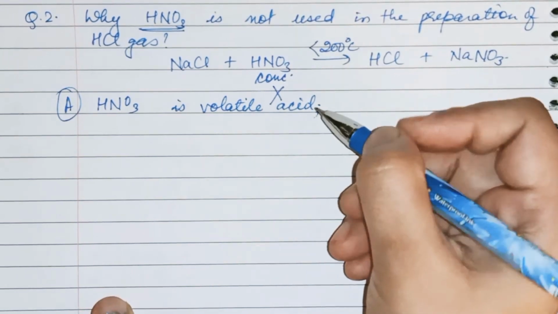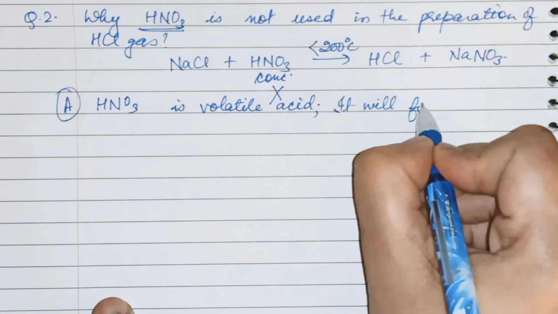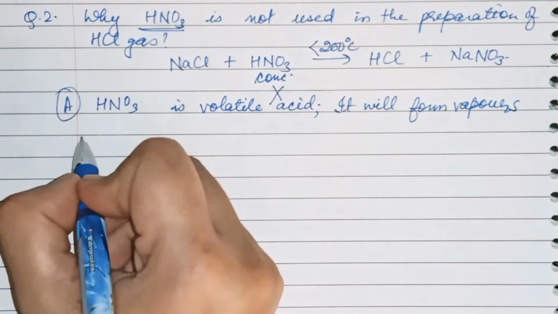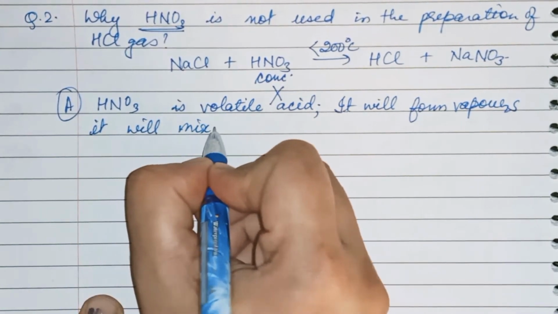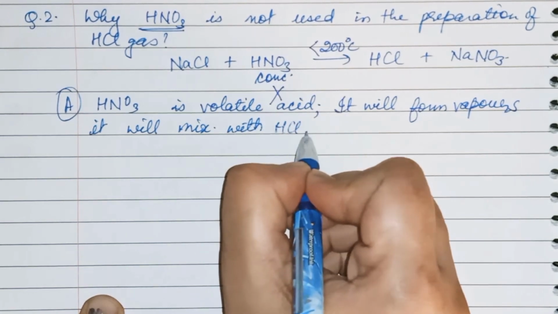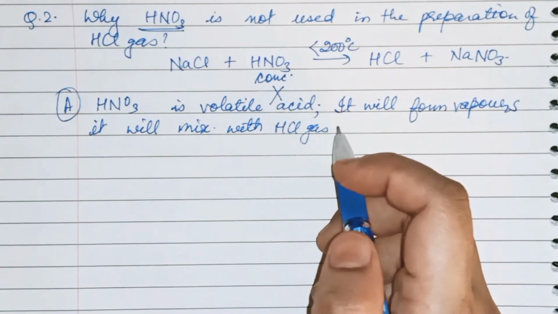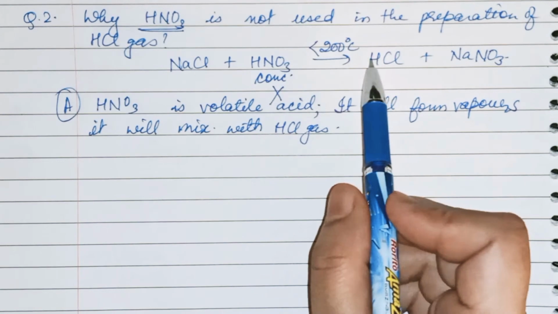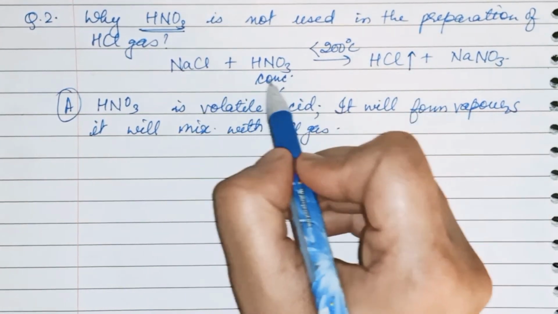Okay, and what does it mean? It means that it will form vapors and it will mix with HCl gas. Okay, so the purity of HCl gas will not be there. That's why HNO3 is not used. Otherwise, you can see that HCl gas is forming when you are taking HNO3.